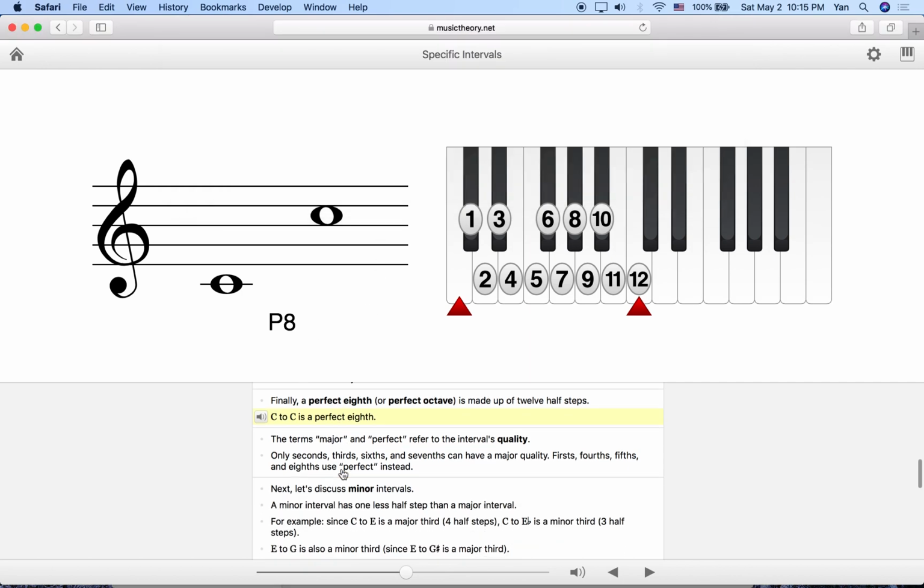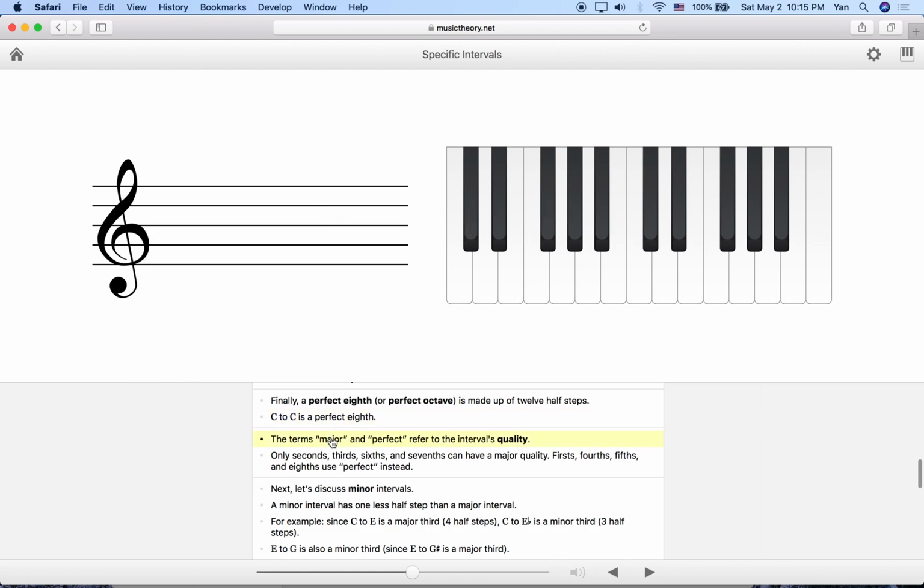All right, so we've been talking about major intervals and perfect intervals. We're going to talk about minor intervals next. This idea of major, perfect, and minor is what we refer to as the quality of the interval. So seconds, thirds, sixths, and sevenths can have major quality. The only ones. Firsts, fourths, fifths, and eighths use the perfect name instead.